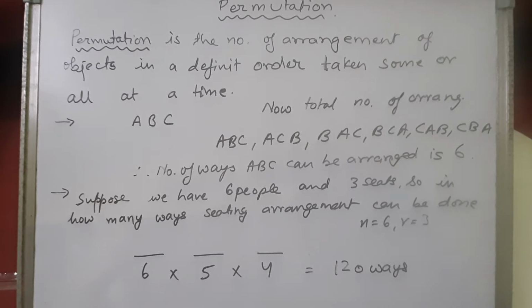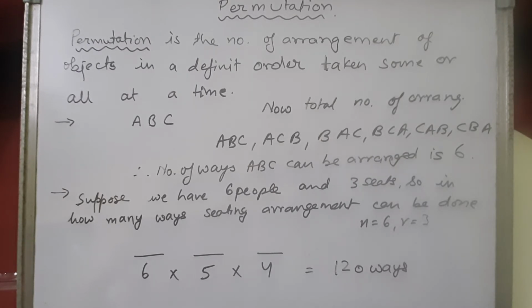So what is the difference between permutation and combination? Permutation is the number of ways of arrangement in definite order, whereas combination is the number of ways of selection. In combination, order does not matter, whereas in permutation, order matters. Okay, so that is the difference.